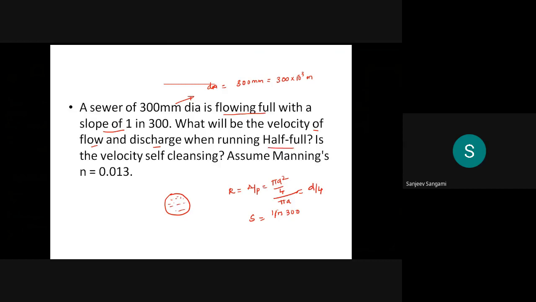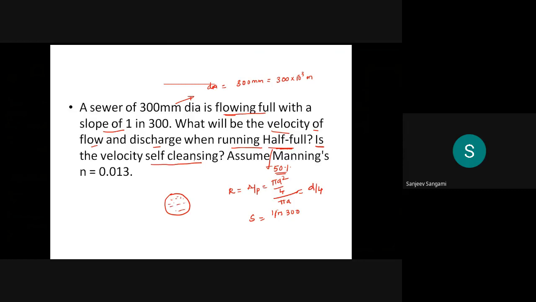Very important. See, maybe it is slightly confusing with the last problems. He is saying that it is flowing full, meaning the 300 mm dia is flowing full. But he is asking what will be the velocity of flow and the discharge when it is flowing half full, meaning when it is flowing 50%.